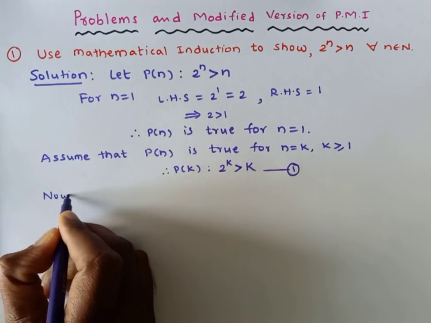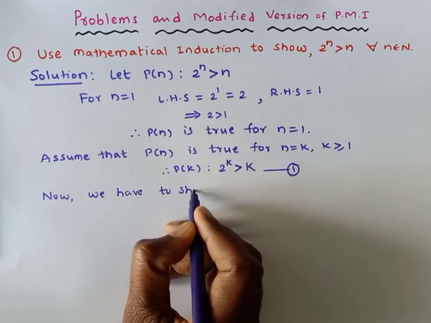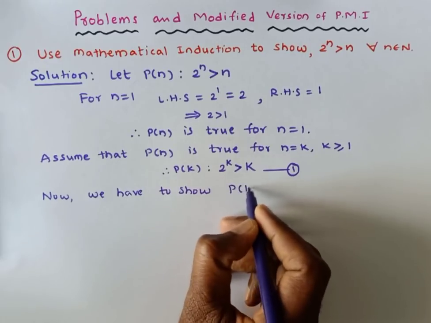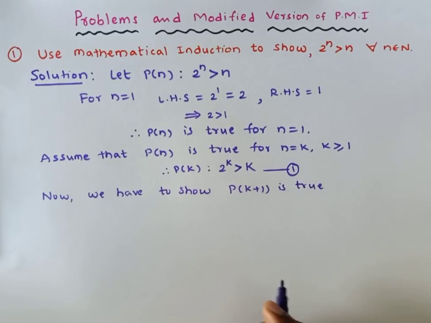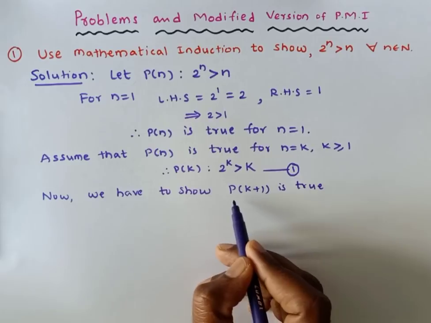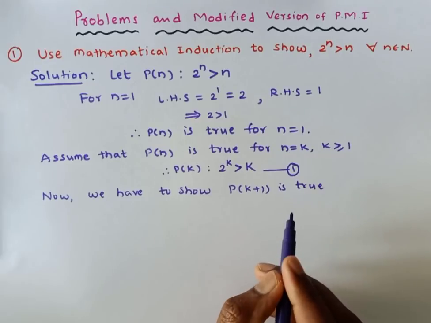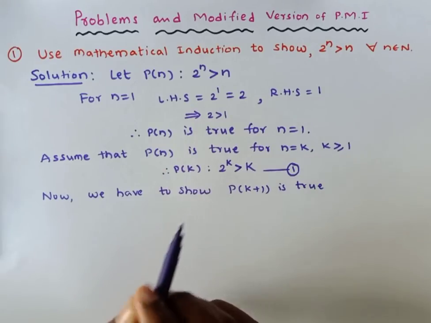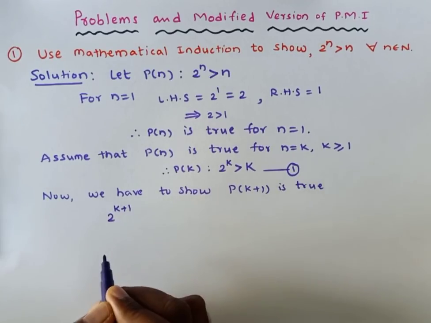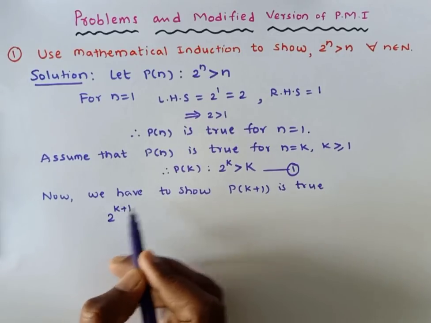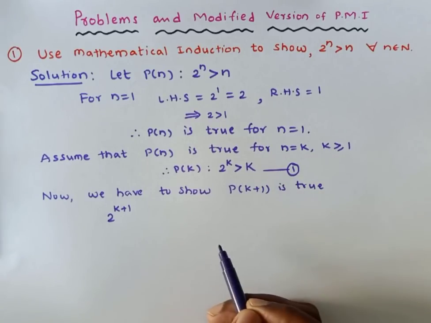Now we have to show p of k plus 1 is true whenever p of k is true. That means by using inequality 1, you need to show the statement is true for n equals to k plus 1. So for that, first we need to consider 2 to the power of k plus 1. We have to show this 2 to the power of k plus 1 is greater than k plus 1 whenever 2 power k is greater than k.